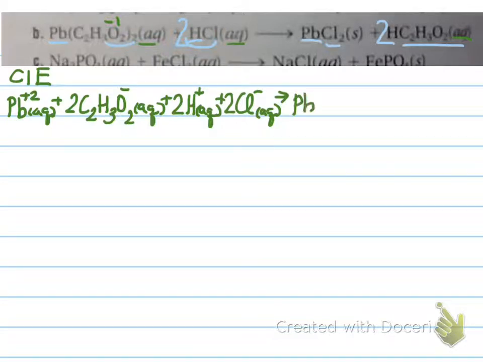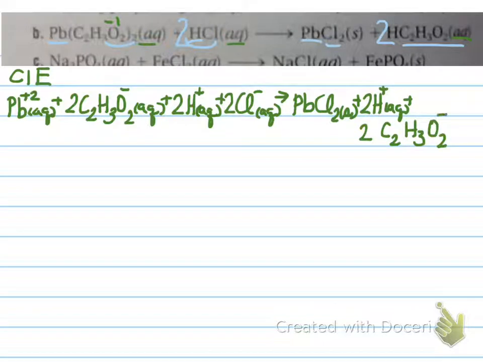Again, I leave the lead 2 chloride the way it is. Then I have 2 hydrogen ions and 2 acetate ions because of the coefficient in front. Next, I want to identify my spectator ions that exist in exactly the same way, so same symbols, same charge, same state of matter on both sides of the equation.